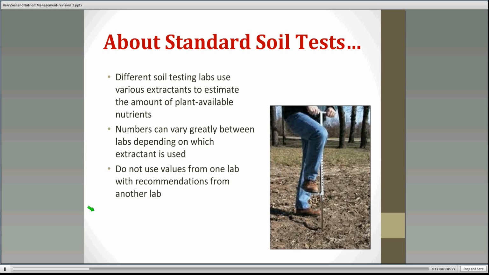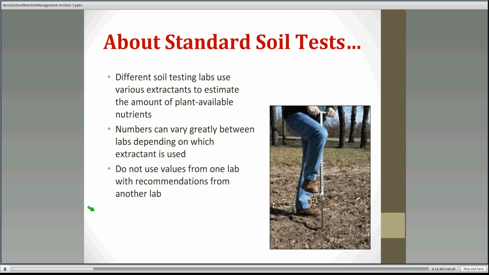So talking about sampling of soils for chemical analysis, there are different labs. They use various extractants to estimate how much plant available nutrients are in that sample. And yes, the values that you can get from the same sample can be very different from different labs. The important thing to take home out of that is not to take values from one lab's results and try to make recommendations using another lab's information.